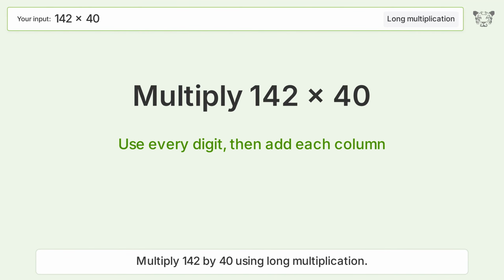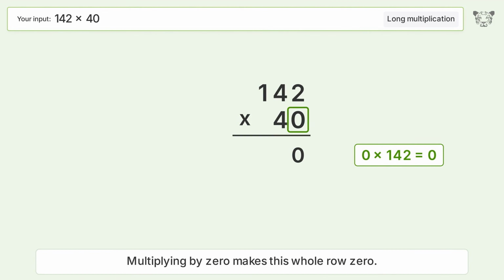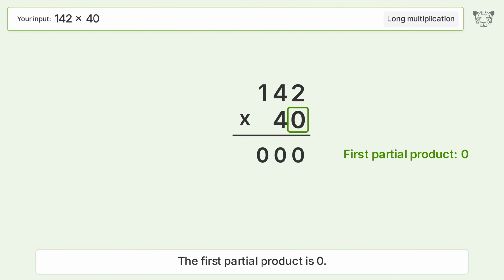Multiply 142 by 40 using long multiplication. Start with the ones digit, 0. Multiplying by 0 makes this whole row 0. The first partial product is 0.